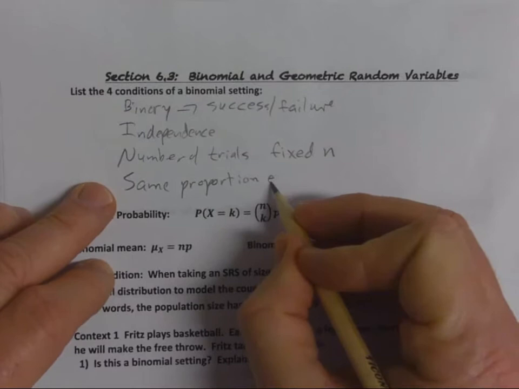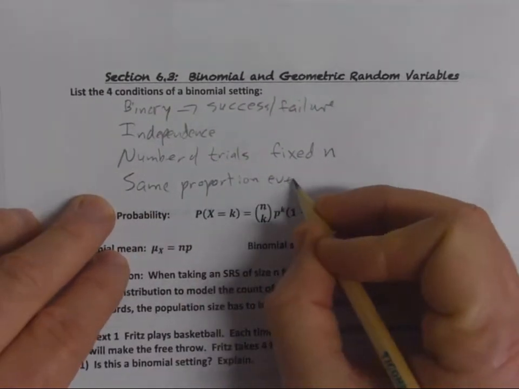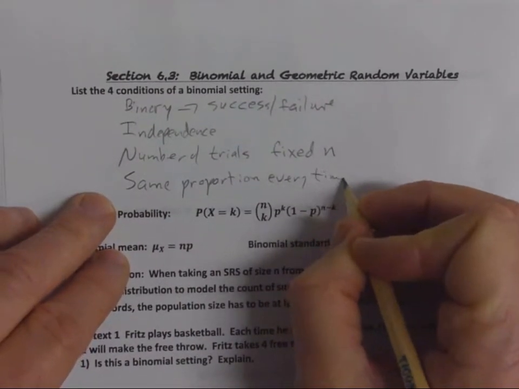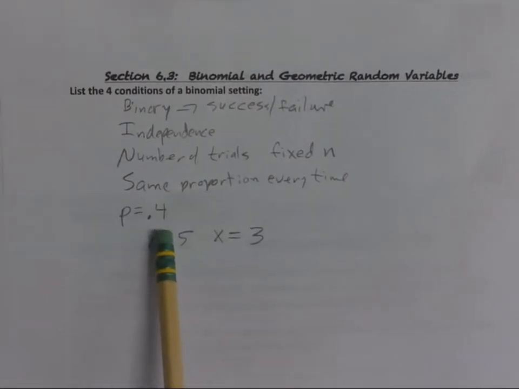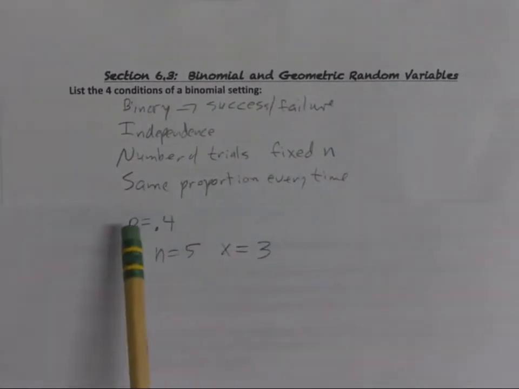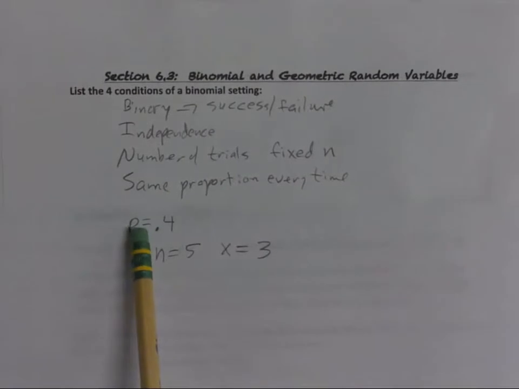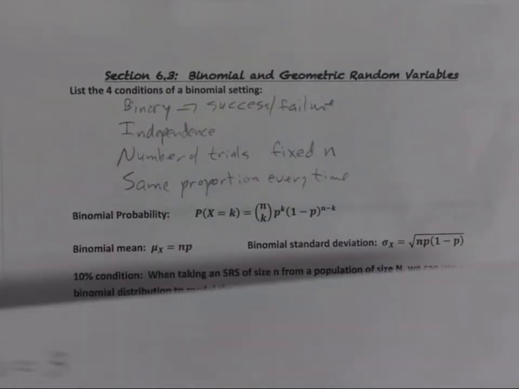That is very similar to independence. Like in this situation, with each trial, it has to stay at 40%. So that's what we're looking for in a binomial situation: a proportion, a success-failure situation, a fixed number of trials, a proportion that doesn't change, and trials that are independent. The outcome of one is in no way associated with a change in the probability of the other one.